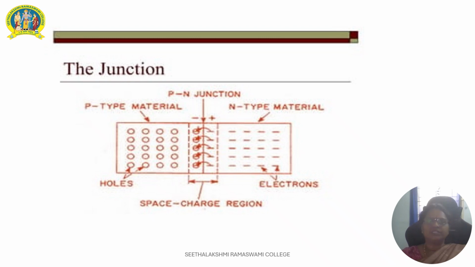Here the PN junction diode is given. Here in this PN junction diode, the P-type material and N-type material are combined together, and we know the P-type material is having majority charge carriers as holes, and the N-type material is having majority charge carriers as electrons. The holes and electrons are combined together in the origin, that is space charge region.